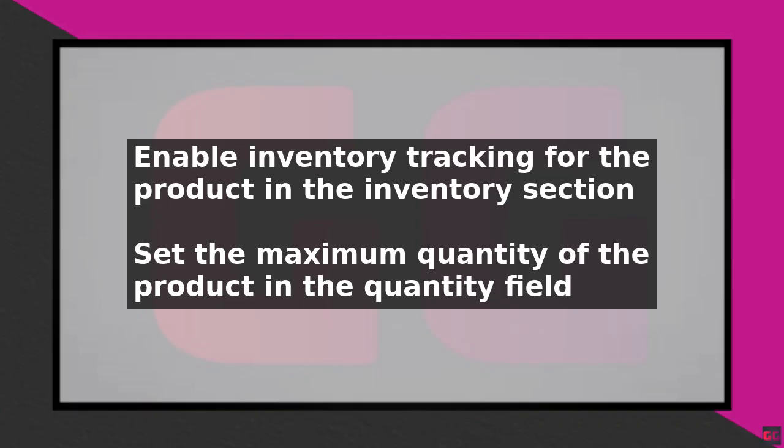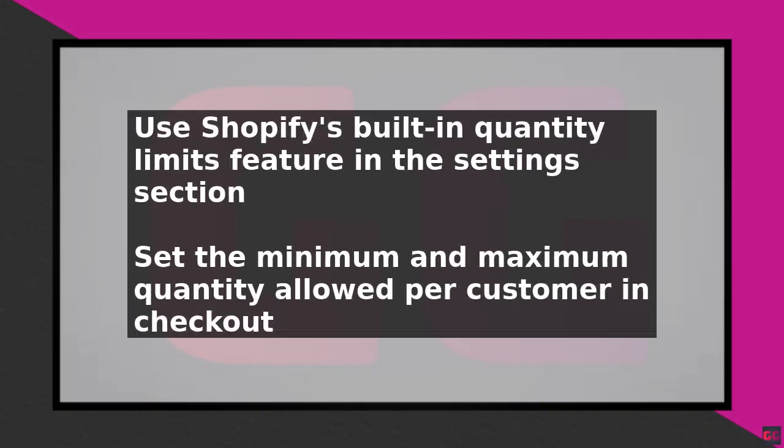Another way to limit quantity is by using Shopify's built-in quantity limits feature. To access this feature, go to the Settings section of your Shopify admin panel and click on Checkout. Scroll down to the Quantity Limits section and select the minimum and maximum quantity allowed per customer.